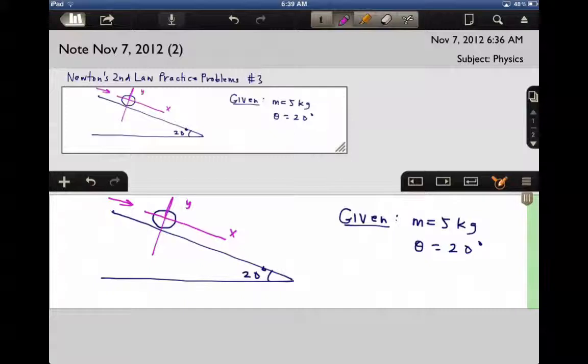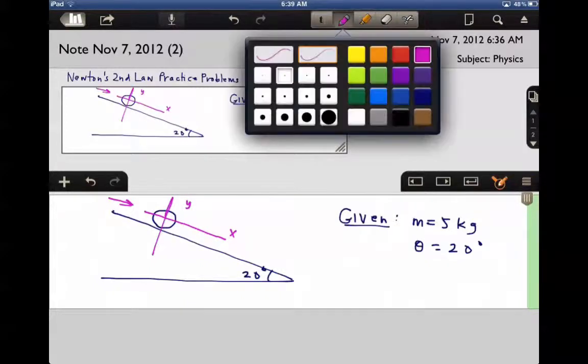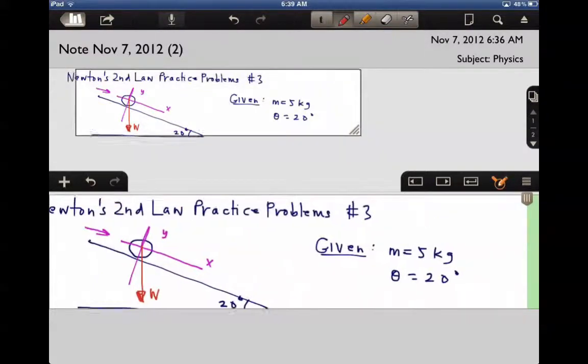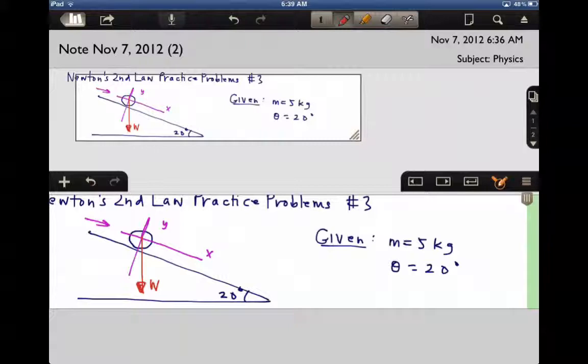Now I can start drawing forces. The first force we know we have is W. We always have weight. And weight is always going to pull straight down. There's also support force because the rock is sitting on an inclined surface. And so the support force is going to be perpendicular to the surface.